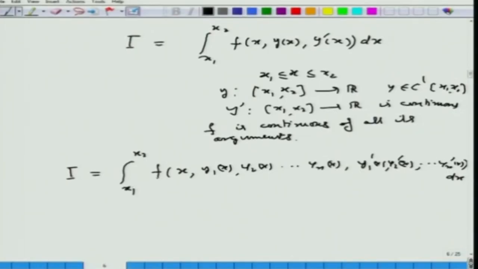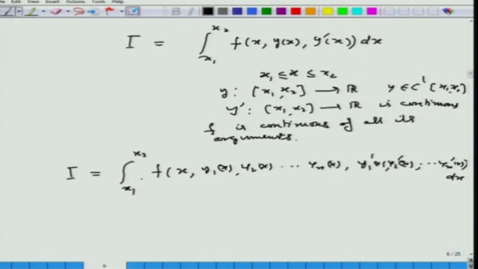Here f will be a continuous function of all these arguments, where x is the independent variable and y1, y2, yn are dependent variables, and their derivatives also appear here. So again the problem of calculus of variations is to find these functions y1, y2, yn such that this integral has either a minimum value or a maximum value, depending upon the problem posed.